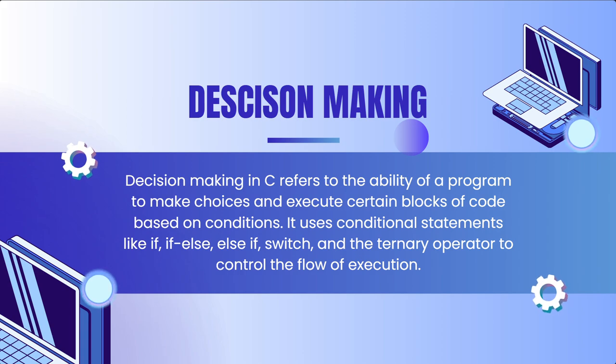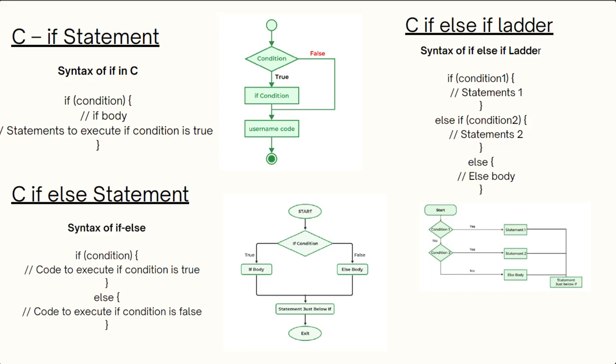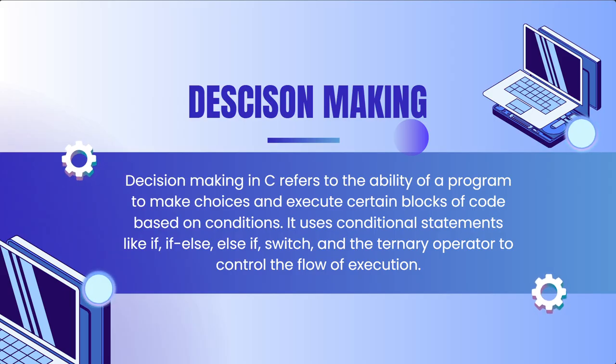Moving forward, we just learned that there are three types of decision making. First is the if statement, which again has three types: the if statement, if else, and the if else ladder. Then the second one is the switch statement, which is used instead of the if else ladder, and finally the ternary operator controls the flow of execution. So first we will learn how to use the if else statement.